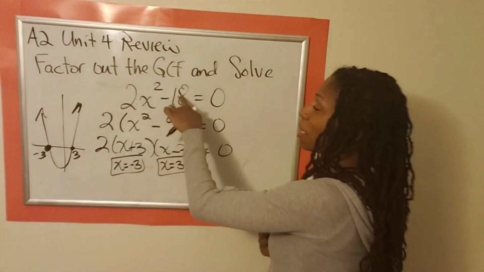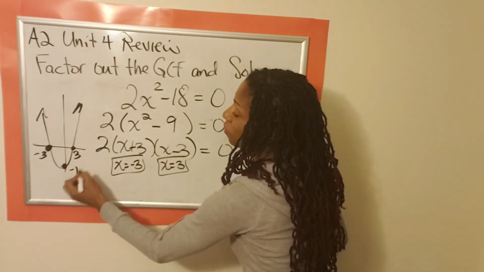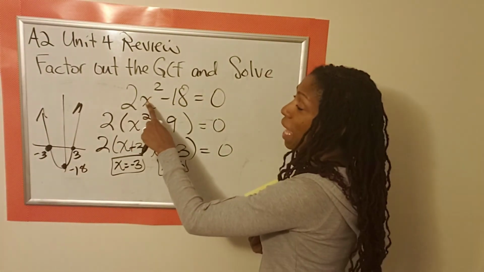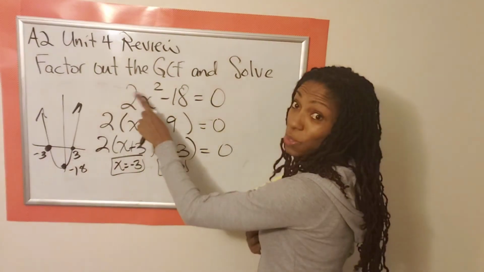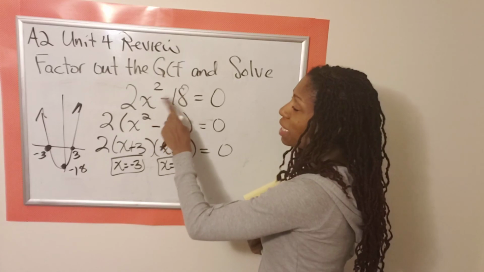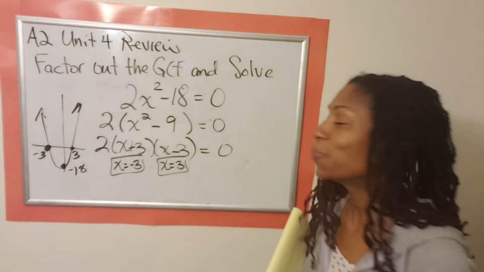I can also tell that my y-intercept will be negative 18. Because at x equals 0, 2 times 0 squared minus 18 is negative 18. Just a little extra information for you.